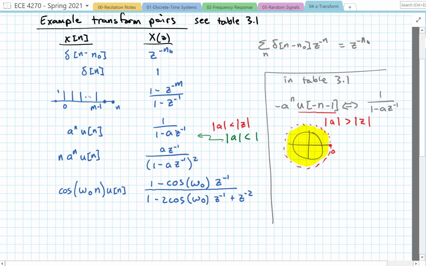So, if you have specific questions about that, feel free to bring it up with me. I wanted to explain why we have these. There's such a great deal of discussion about region of convergence.